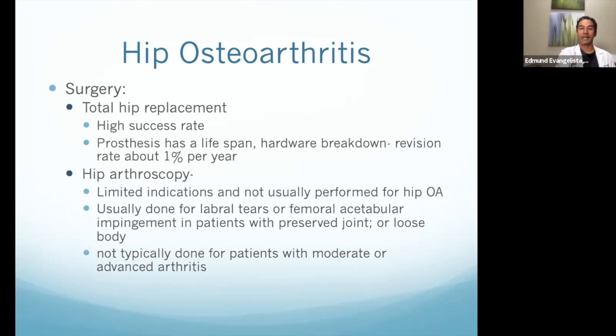For patients who have a labral tear or femoral acetabular impingement with moderate arthritis, most surgeons will not recommend arthroscopy or scoping the hip. They would recommend just replacing the entire joint, doing a joint replacement. For people in the audience who are not physicians, a loose body doesn't mean your body is loose. It refers to a piece of cartilage that's broken off and is floating around inside the joint, causing havoc and damage to the other tissues. Exactly.